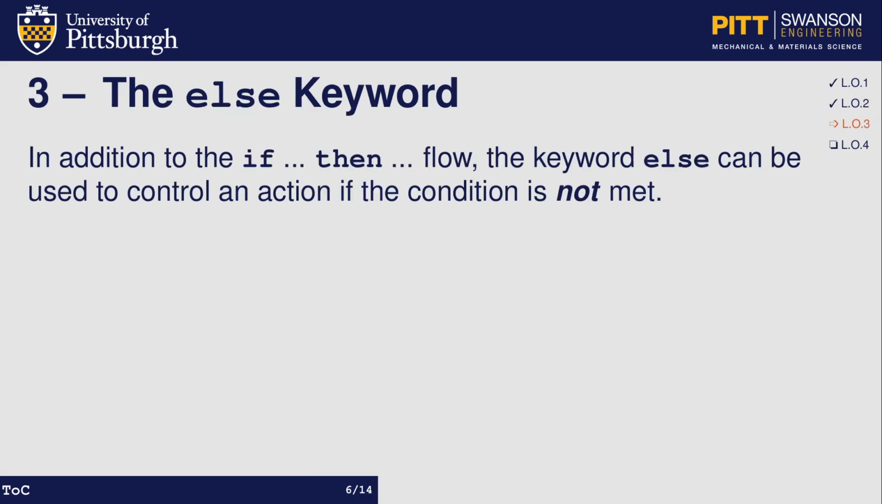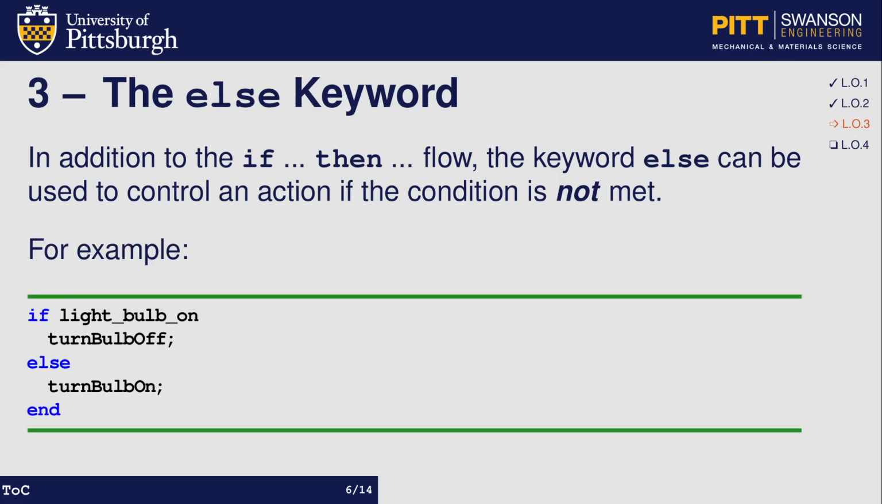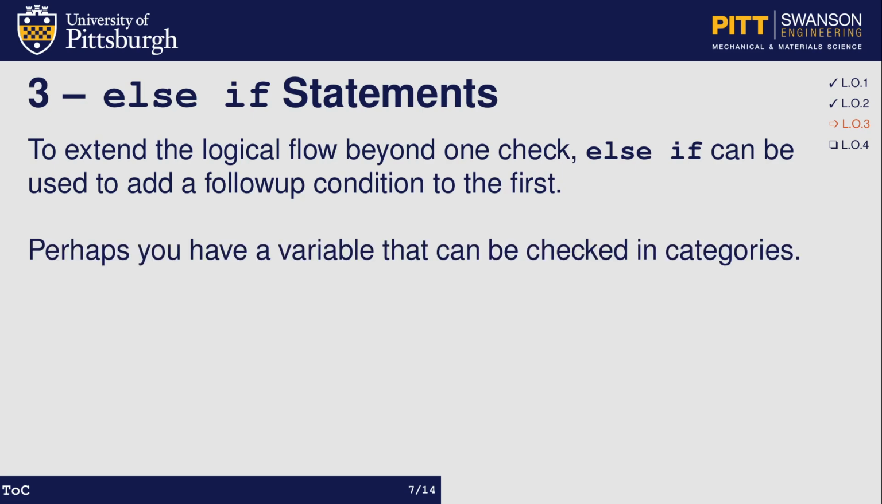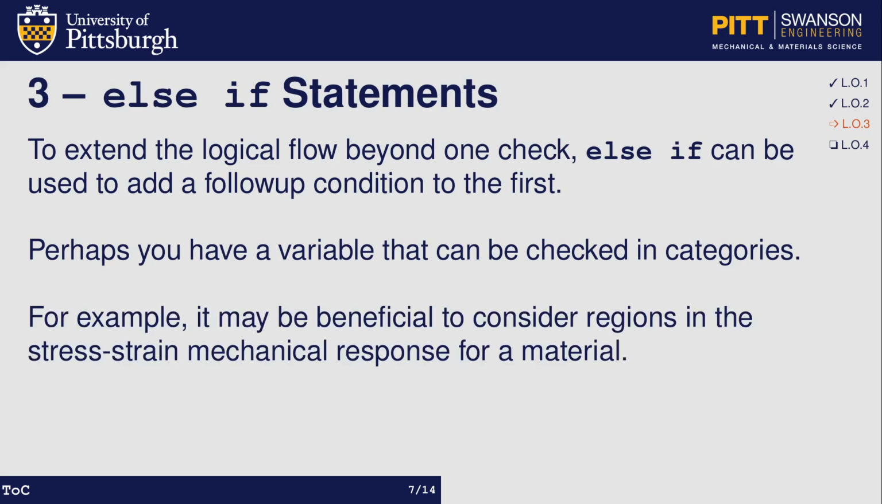In addition to the simple if-then flow, the keyword else can be used to add an action if the condition is not met. For example, if light bulb on is true, then turn bulb off like before. Else, meaning if light bulb on is set to false, then turn bulb on. To extend the logical flow beyond just a single check, else if can be used to add follow-up conditions to the first. This might be useful if, for example, you have a variable that can be checked in categories. Take stress-strain curves. It would be beneficial to consider regions of the curve for the mechanical response of a material.